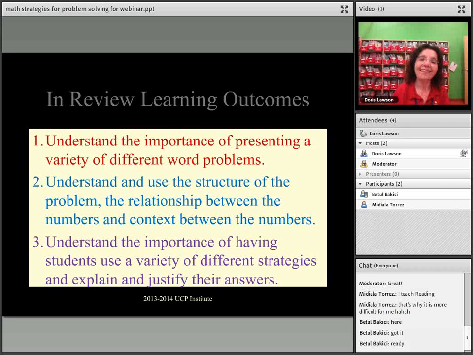And then understand the importance of having students use a variety of different strategies and explain and justify their answers. Because explaining and justifying their answers is going to be part of what we expect our kids to do with the FSA, which is the Florida Common Core version of Common Core standards.